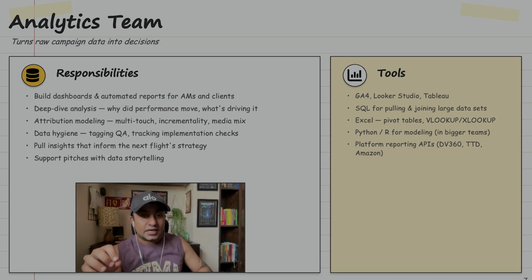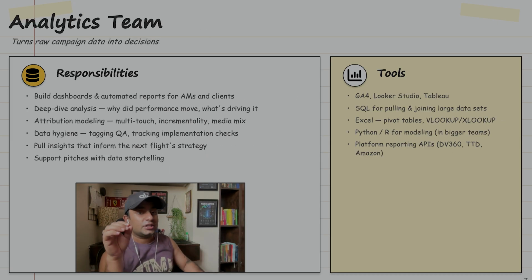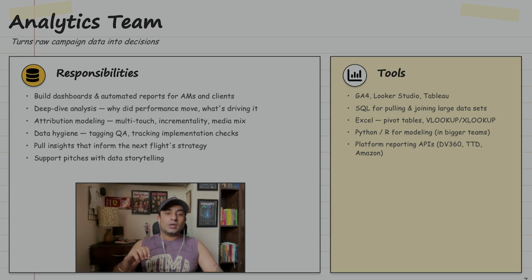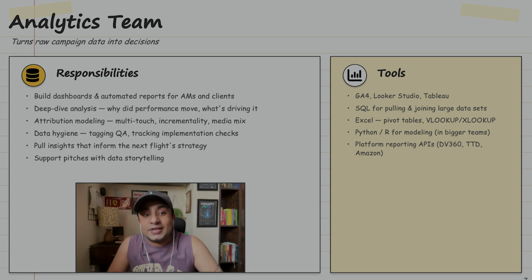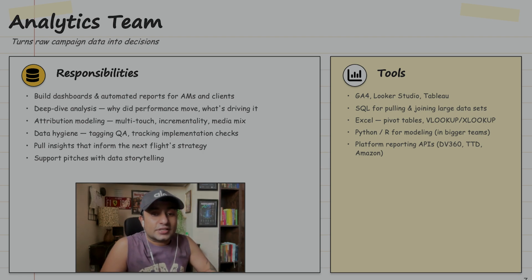The next team that I'm going to discuss is the analytics team, a very understated team, because they work on something which is highly influential in running these campaigns across programmatic platforms. So the responsibilities actually are turning raw campaign data into decisions. Upon review of their data, the next strategy or next quarter or next month's budget is decided.